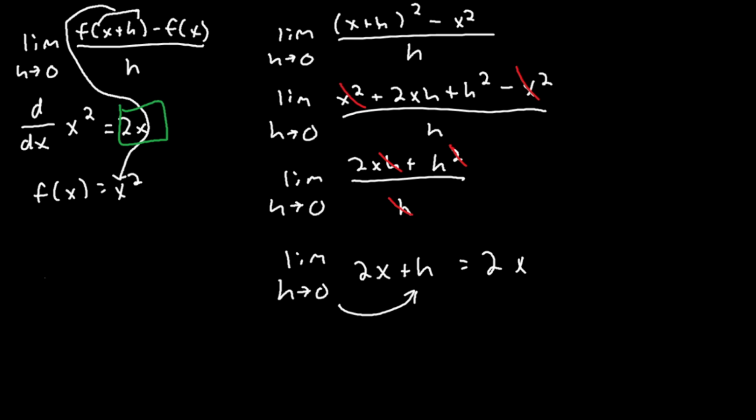And you'll soon learn the power rule in my next video. Link will be down in the description if you're curious. But the power rule supports this claim. All right? So the general derivative for x squared is equal to 2x.